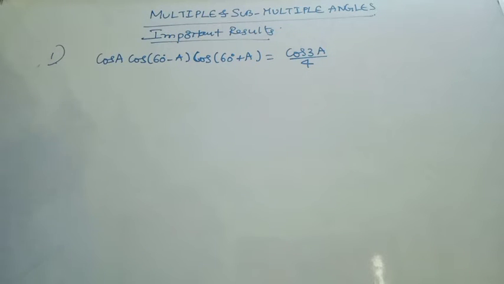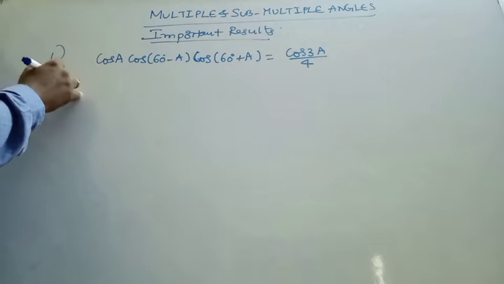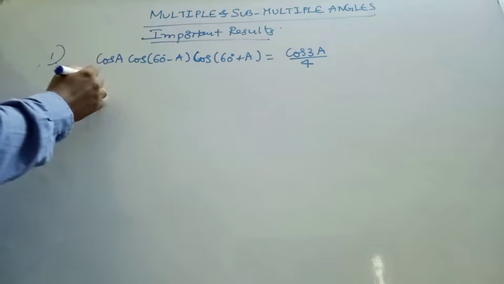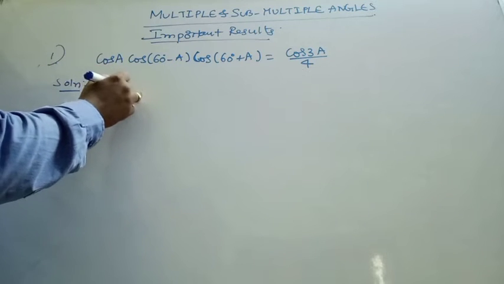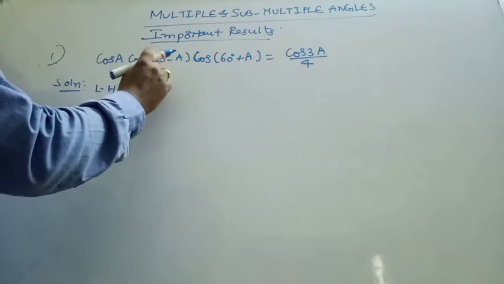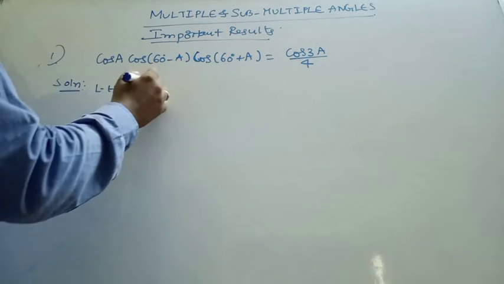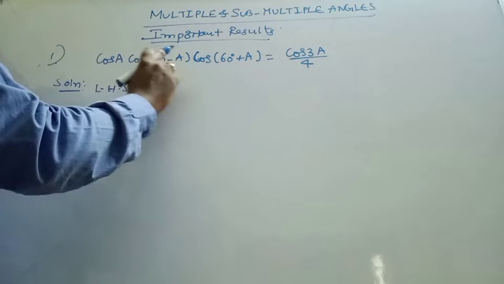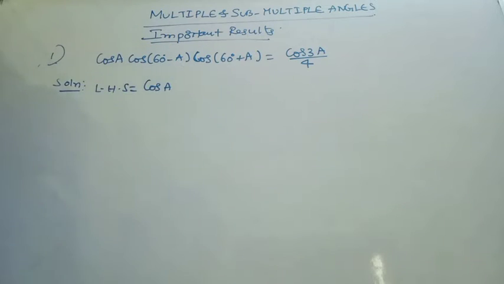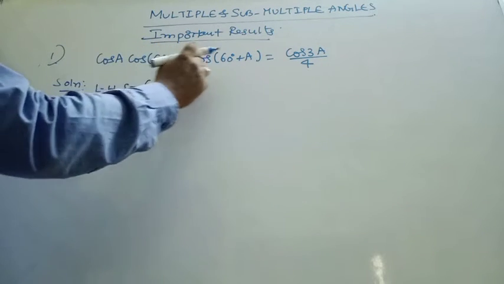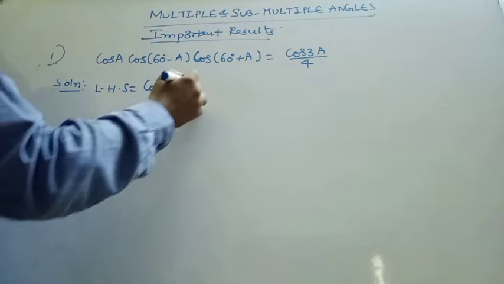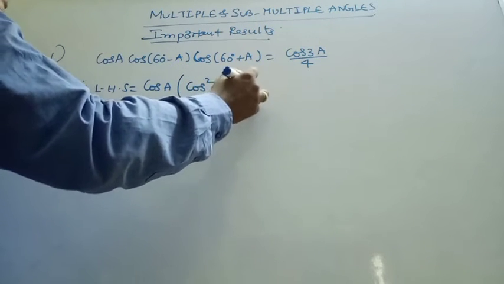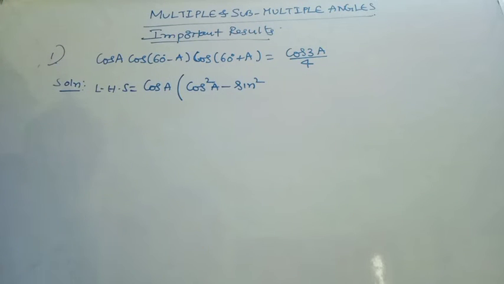We will try to do them very quickly. You see, how do we do this particular problem? We have the left hand side, this is equal to cos A into cos(60 − A) into cos(60 + A). You see, my dear students, this is something like cos A into cos(A − B) into cos(A + B) we can write. Cos(A − B) into cos(A + B), already we told you, is cos square A minus sin square B, like this, right?